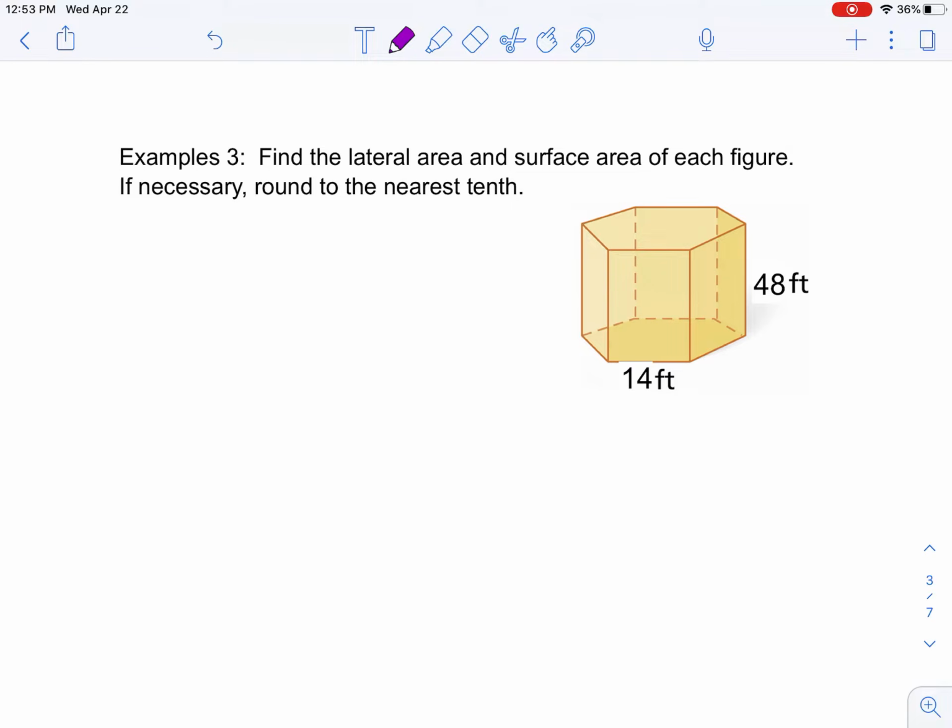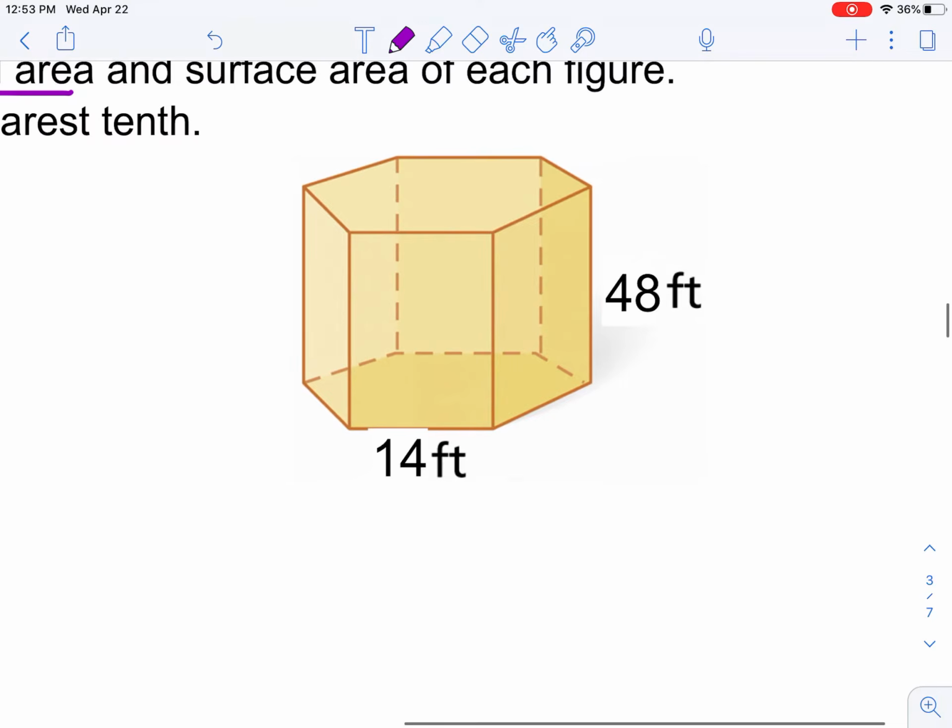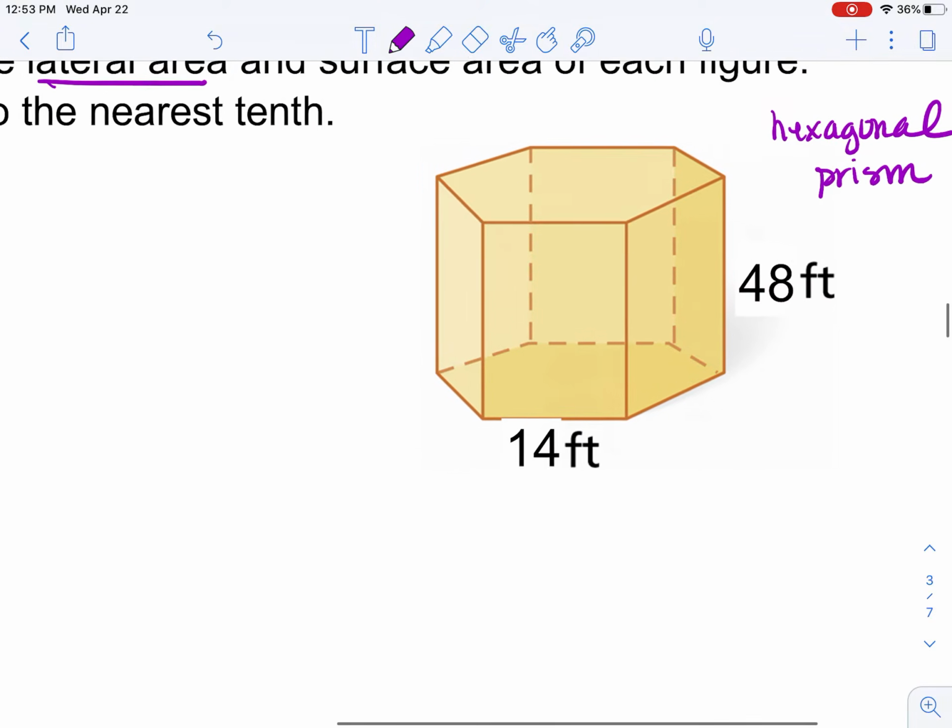Find the lateral area and the surface area of the figure. If necessary, round to the nearest tenth. So when you see that, it's most likely going to have a decimal that you have to round. So first off, let's start with lateral area. I'm going to see what this is first because I don't even know what formula to write down yet. Well, I do because we only know 2, but in the future you won't. So I can see that there's 2 bases that are hexagons. So this is hexagonal. And then connected by rectangles, so prism.